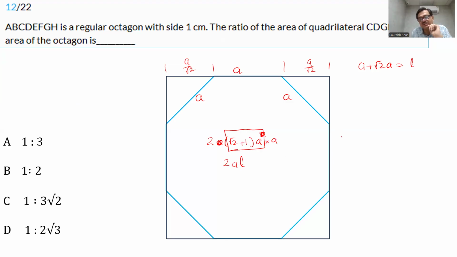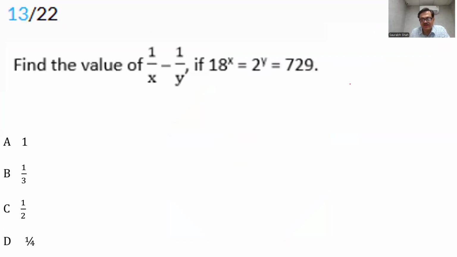Now, what is the question? Let's label the octagon as A, B, C, D, E, F, G, H. So now we have a rectangle CDGH. This is the rectangle CDGH.